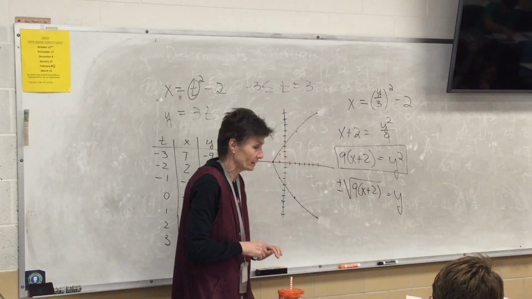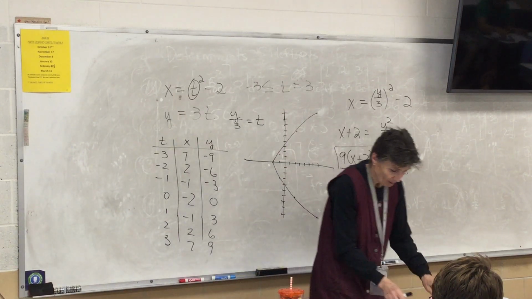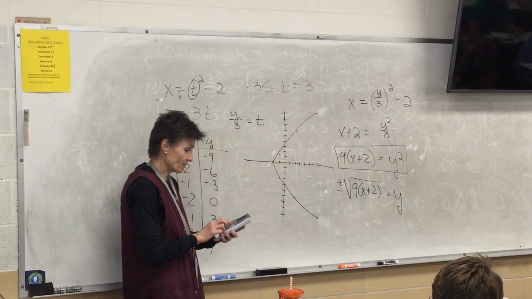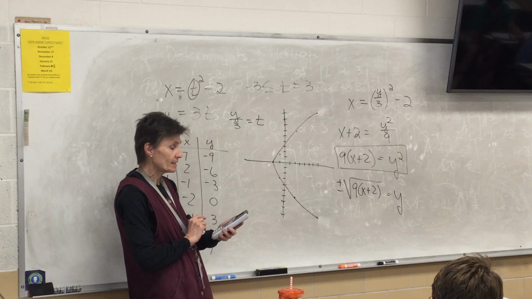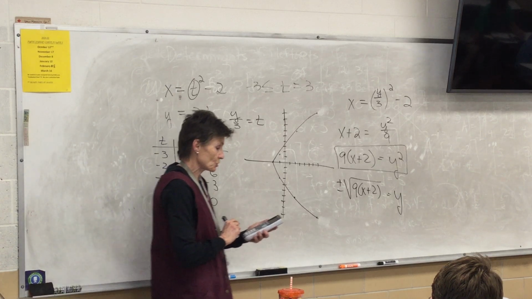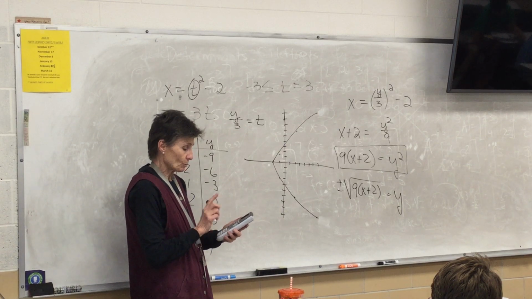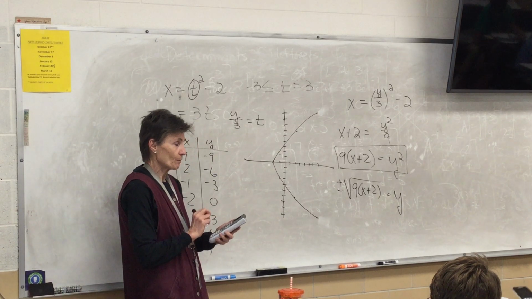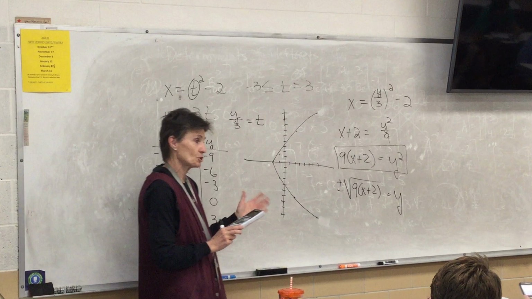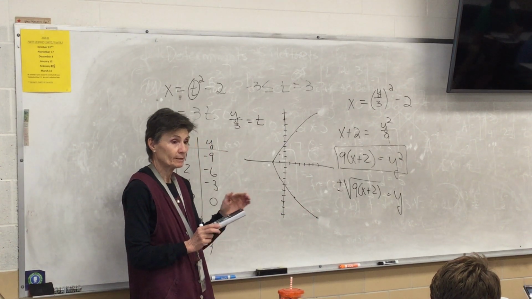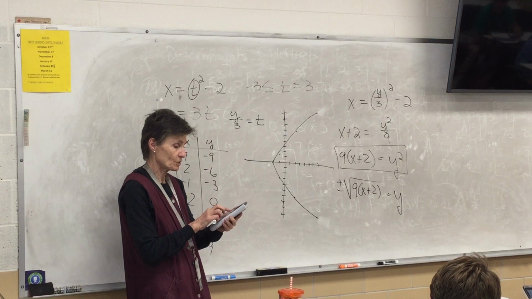Now graph it on your calculator. Okay? So we're going to go to our calculator, and the first thing you're going to need to do is change into parametric mode. So go to mode, and right now you should be in function mode probably, and you're going to click over to Parametric. I think we did this earlier this year.